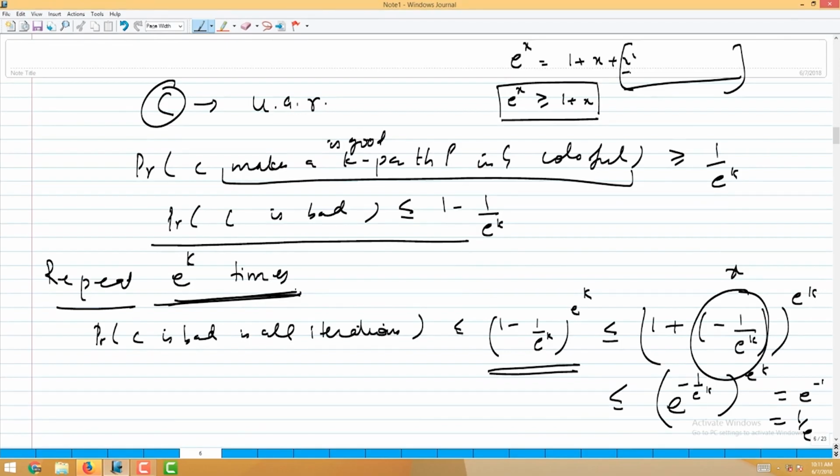Or in other words, what is my algorithm? My algorithm outputs yes whenever C is good, or whenever you find a colorful path, and it outputs no only if it is a no in all the iterations. So my algorithm would have given me a wrong answer with probability at most 1 by e, which is the probability that C was bad in all iterations, right? And now this is a constant probability, e is a constant, 2.718, right? So this is a randomized algorithm for the colorful k path problem.